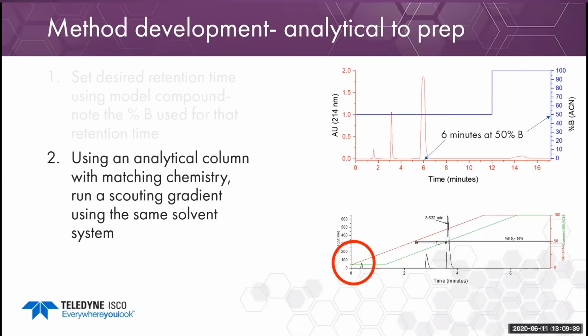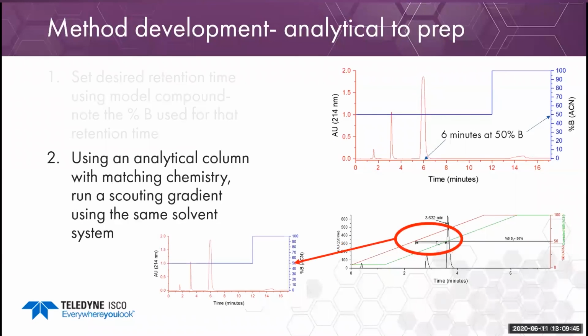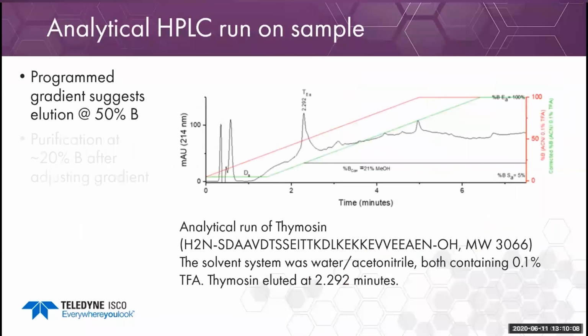Note the red gradient. There is no isocratic hold at the start. Isocratic holds at the start confuse the calculations. Whatever time the model compound elutes is considered to be the same solvent composition as that used for the isocratic run. The difference in time between that same solvent composition and the time the peak elutes is the apparent gradient delay. The programmed gradient appears offset by that delay.